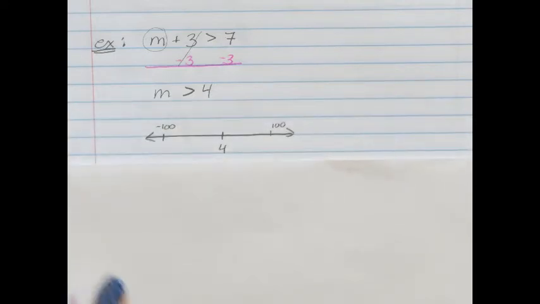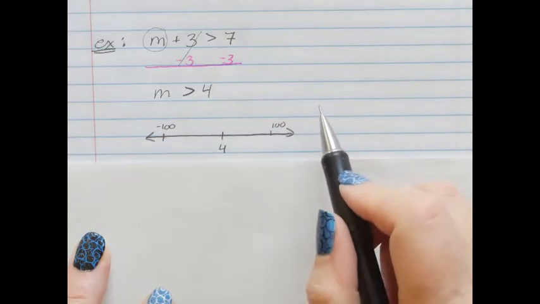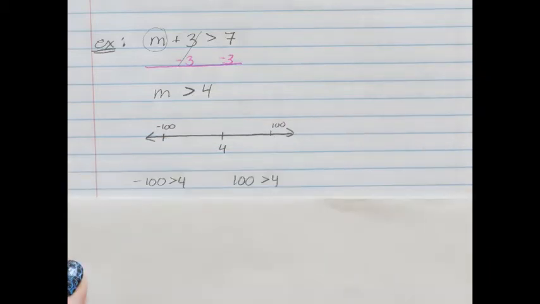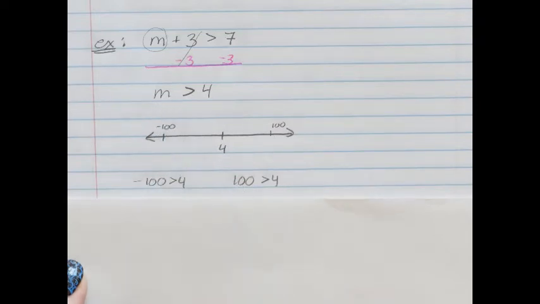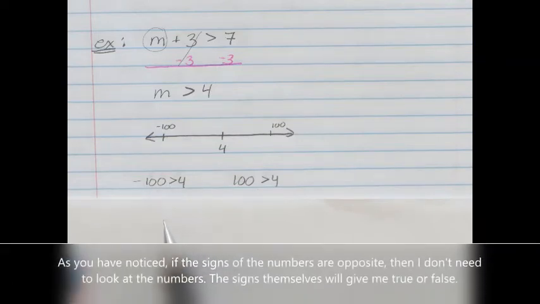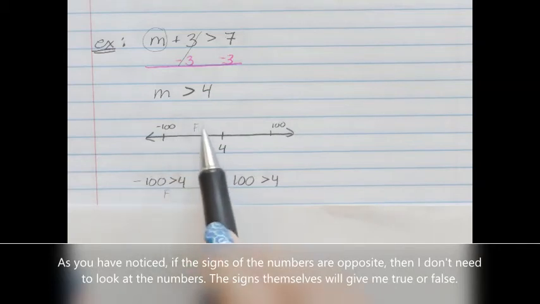Now that m is greater than 4, we can graph this inequality. I already have my test points on the graph, negative 100 and 100. And again, you can use your test values. I am plugging negative 100 in for m, and I am plugging 100 in for m. We just now have to determine true or false. Is a negative number greater than a positive? And the answer to that is no, that is false. So this side where the negative 100 is at is false.